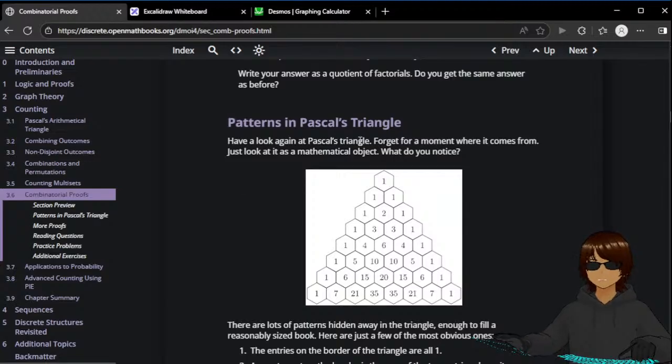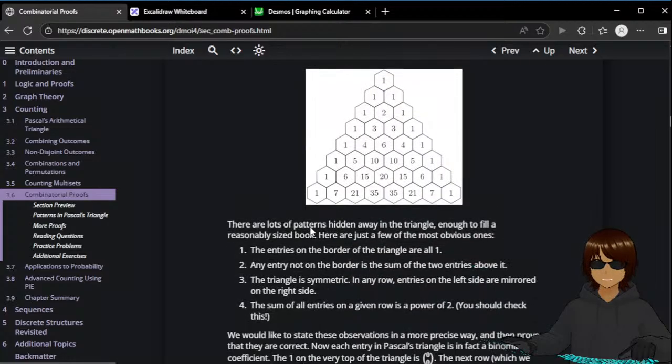Have a look again at Pascal's triangle. Forget for a moment where it comes from. Just look at it as a mathematical object. What do you notice? Let's look. There are lots of patterns hidden away in the triangle, enough to fill a reasonably sized book. Here are just a few of the most obvious ones. The entries on the border of the triangle are all one. Any entry not on the border is the sum of the two entries above it. The triangle is symmetric. The sum of all the entries on a given row is a power of 2.